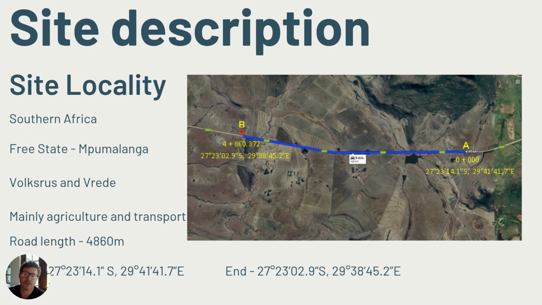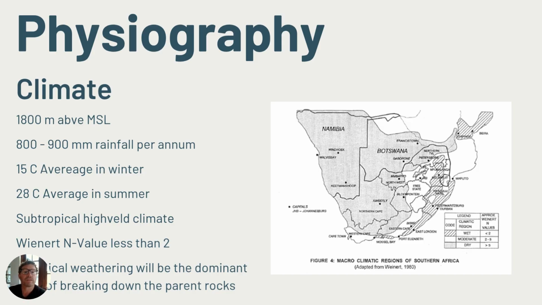The area is mainly agricultural land specializing in maize, sorghum, sunflower, beef, and dairy production. The road has an average height above mean sea level of 1,800 meters. The climate is known as a humid subtropical climate and has a high rainfall of above 800 millimeters per annum. It has mild winters and hot summers. The V0 value for the region is less than 2, indicating that chemical weathering will be the main action of breaking down the parent rock.